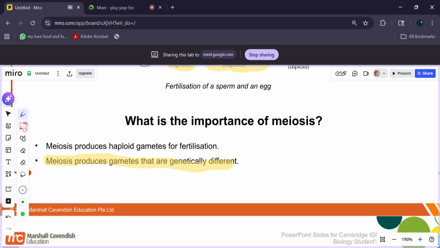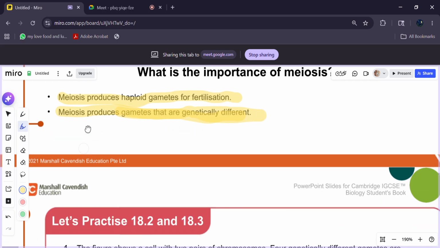So, you should understand that the importance is that meiosis produces haploid gametes for fertilization, and meiosis produces gametes that are genetically different. This is important, and it means that they can produce organisms that are genetically different. So they can produce genes that vary, which helps them survive changes in the environment. It also gives them a selective advantage, and they can pass on these favorable genes to their offspring.